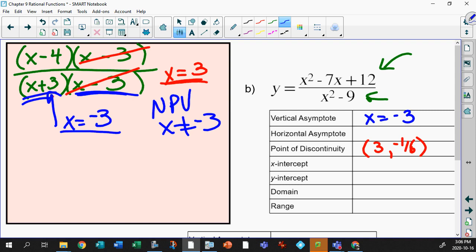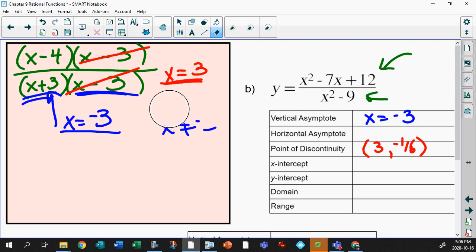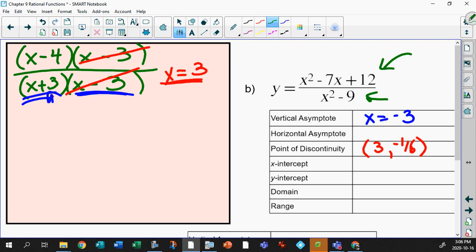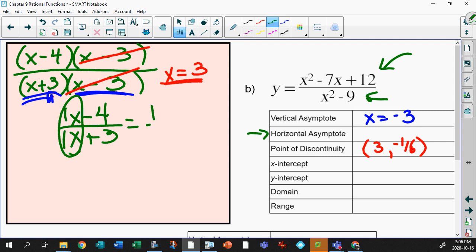Keeping everything sorted is a pain in the butt. Yes, I know. But now, here we go. Let's find out the horizontal asymptote. Look what you have left. x minus 4 over x plus 3. There's the two that match, which means it's a 1 over 1. So your horizontal asymptote here is at y equals 1.